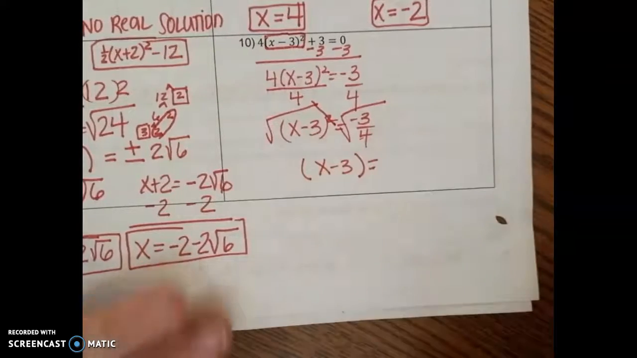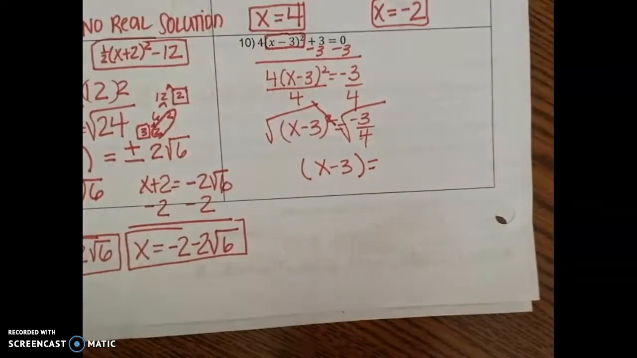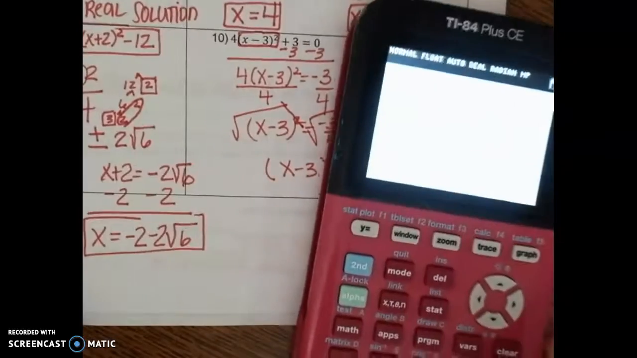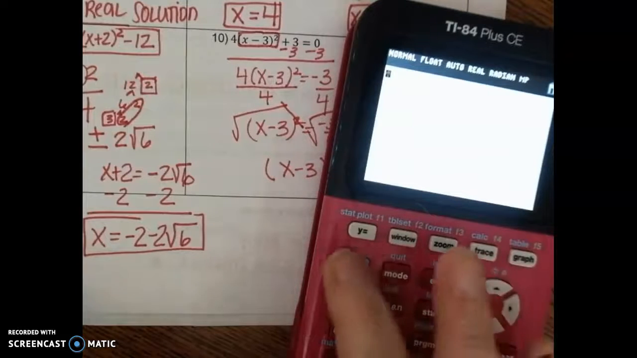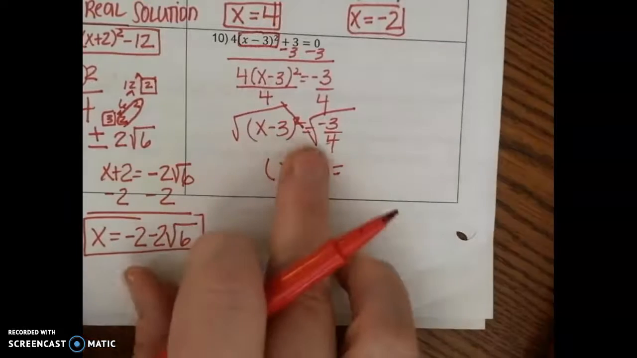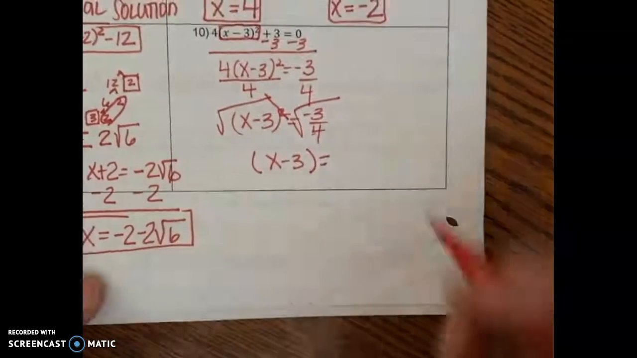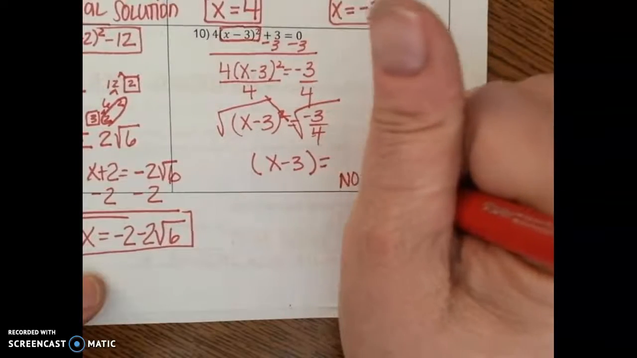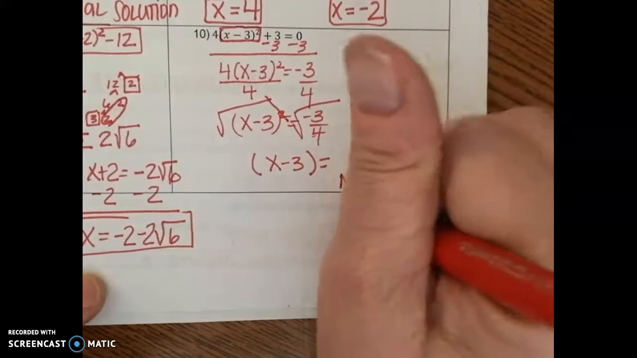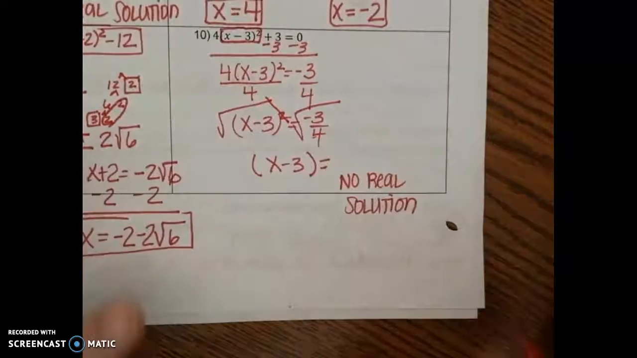But when I get over here and I go to take the square root of negative 3/4, what's going to happen? Well, let's take a look. So we're going to do the square root of negative 3 divided by 4, and I get an error. It's a non-real answer because you can't take the square root of a negative 3 in our Algebra 1 world. So that means this has no real solutions. We'll just end it there. There's nothing else we can do with it.